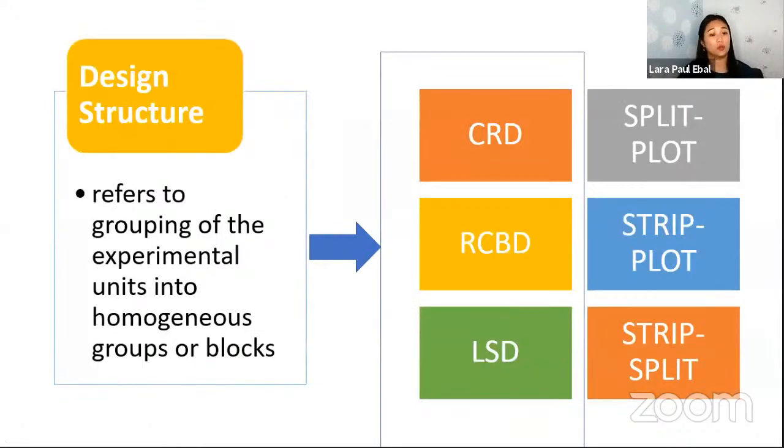Now, another component aside from the treatment structure is the design structure. The design structure refers to the grouping of the experimental units into homogeneous groups or blocks. This is where you can see structures like CRD, RCBD, and LSD. There are also other structures like split plot and strip plot. Take note that split plot can be combined with CRD or RCBD, or strip plot with RCBD. But we will just focus on these first 3 because these are the basic design structures, which can also be applied later when you have more complicated design structures like split plot.